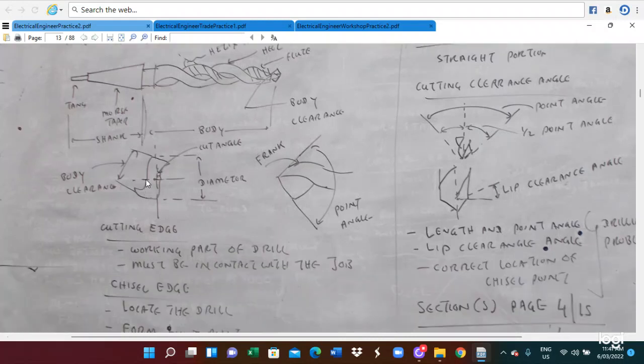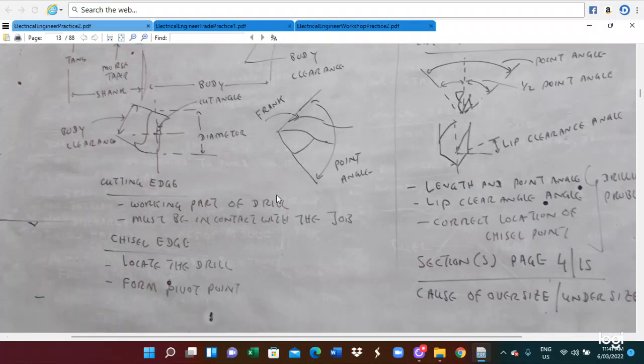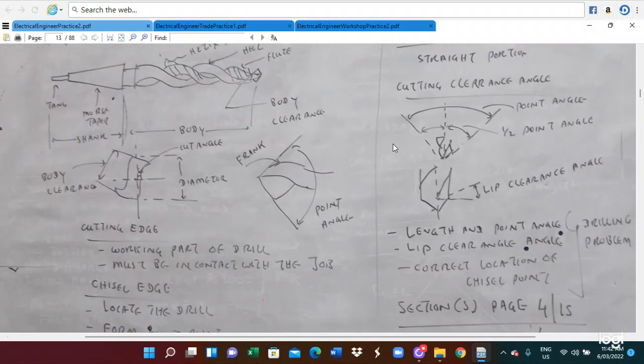So this is a drill. When you see it from the front, there will be the cutting angle. You can see the body clearance and diameter, and from the side you can see the drill point. So the cutting edges are the working parts of the drill, and they must be in contact with the job. In this case, the chisel edge is located on the drill and forms the pivot point. So this is the drill and its components.